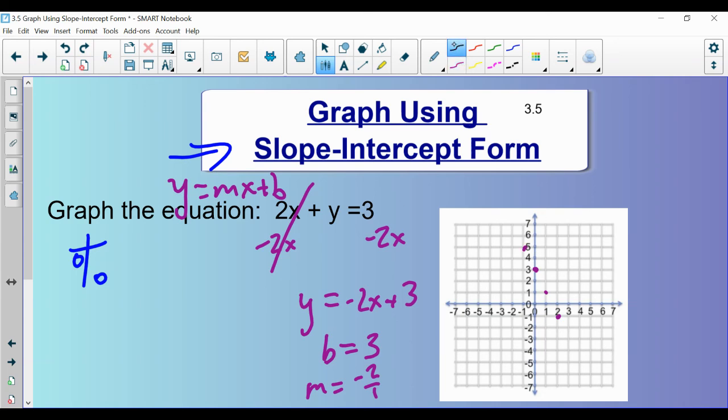We see that our slope is negative. Our line, as we go from left to right, is going down. So I'm fairly confident that this is right. And I have successfully graphed this using slope-intercept form.